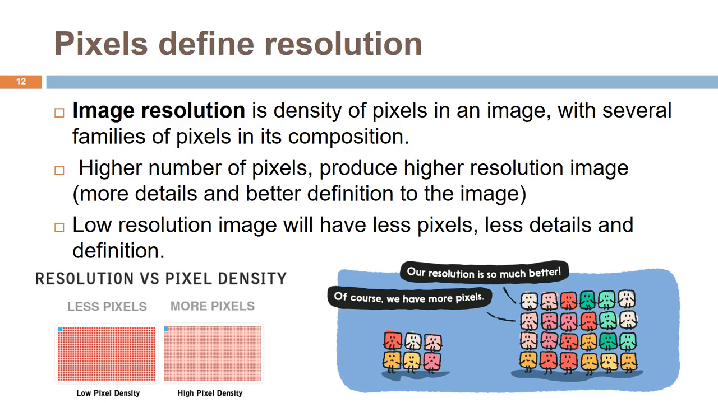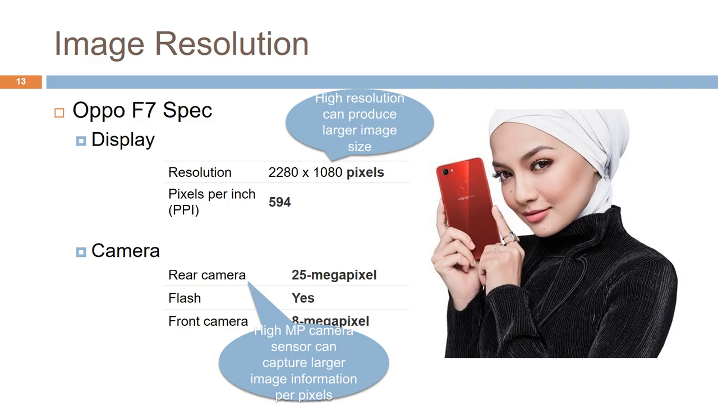For example, this Oppo smartphone has higher resolution to produce larger images, and the rear camera has 25 megapixels to capture larger image information per pixel. The image resolution is determined by the pixels per inch, PPI, and dots per inch, DPI, calculations.